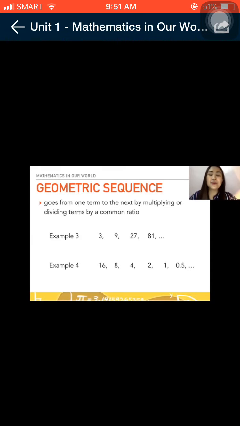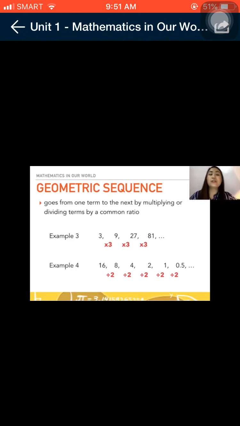Okay, so for example 3, yes, the pattern is times 3, times 3, times 3. How about in example 4? Okay, the pattern is divided by 2, divided by 2, divided by 2, and so on.